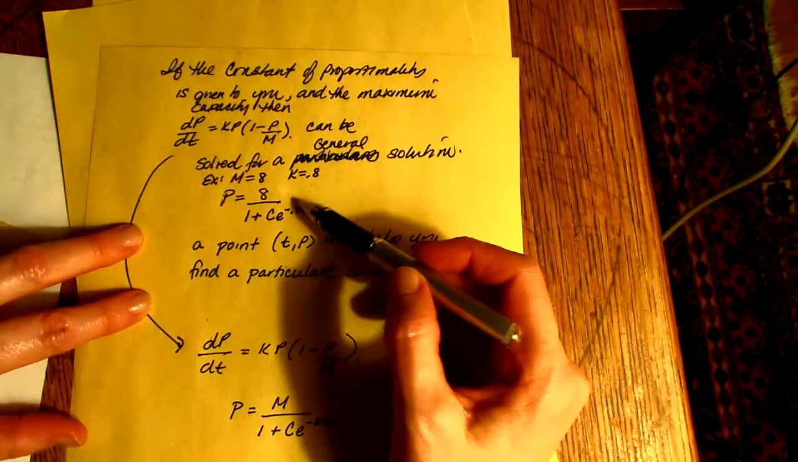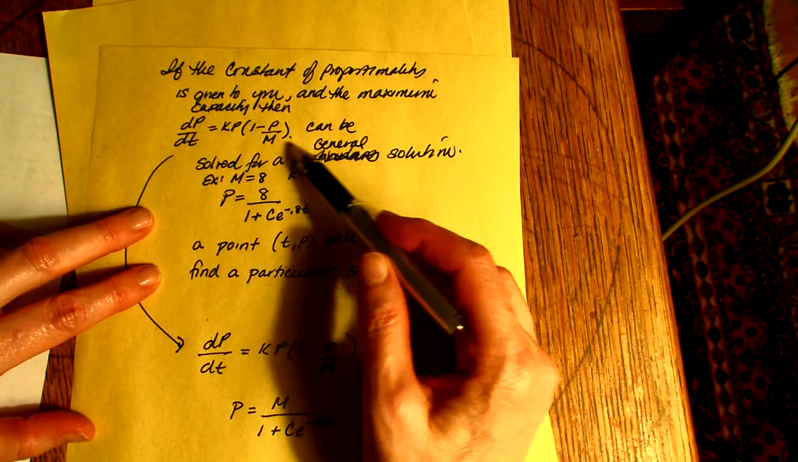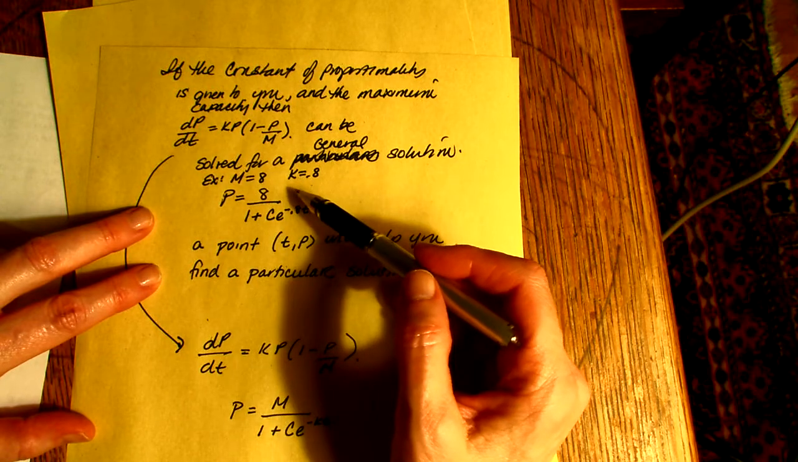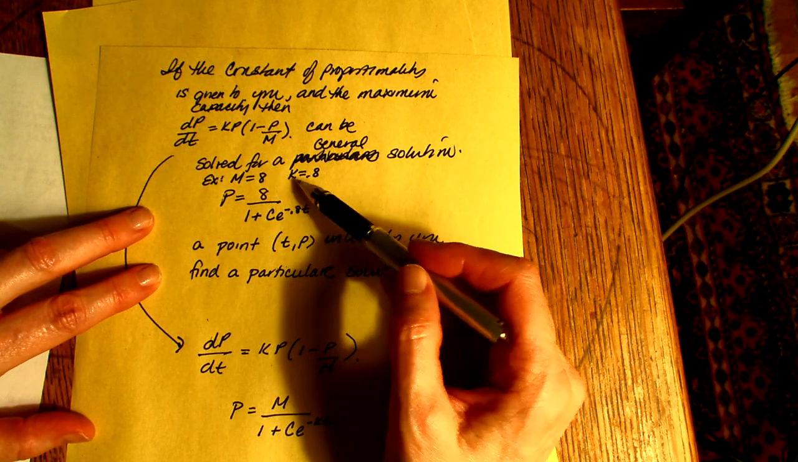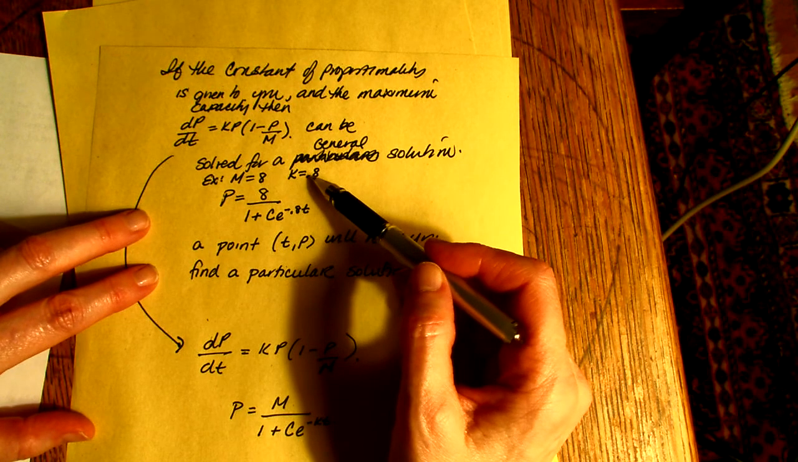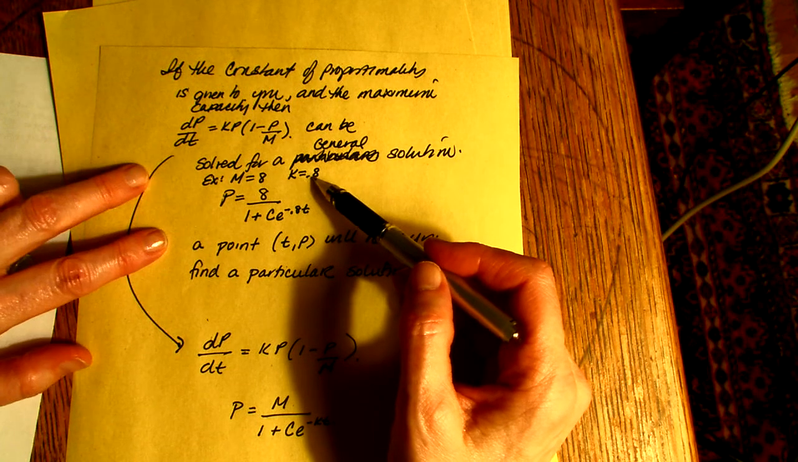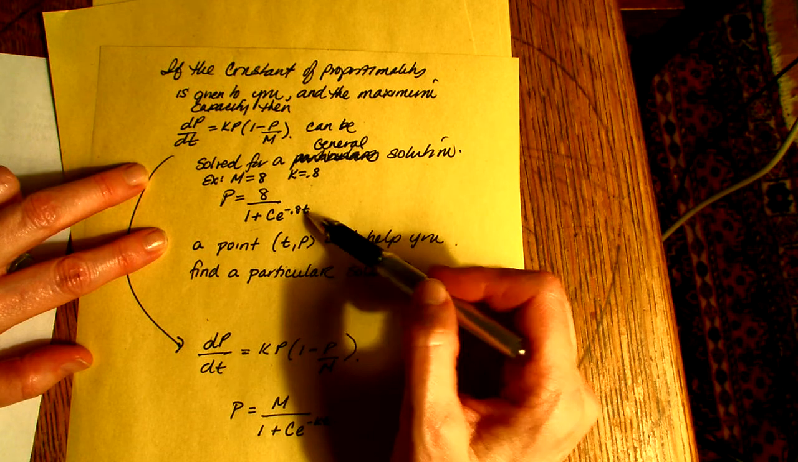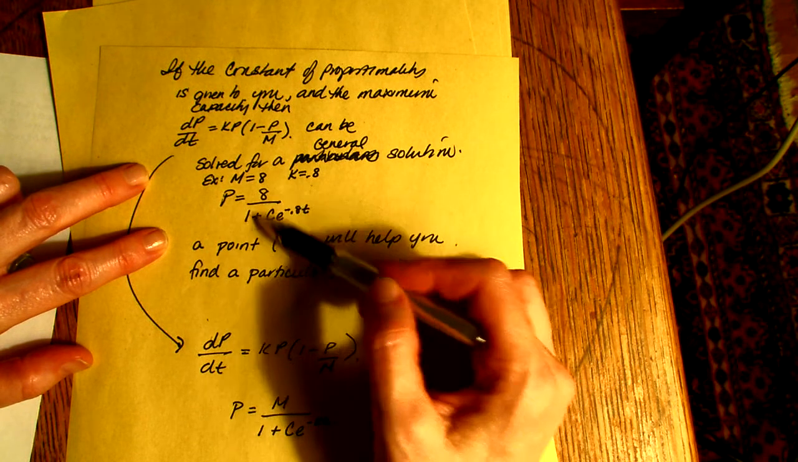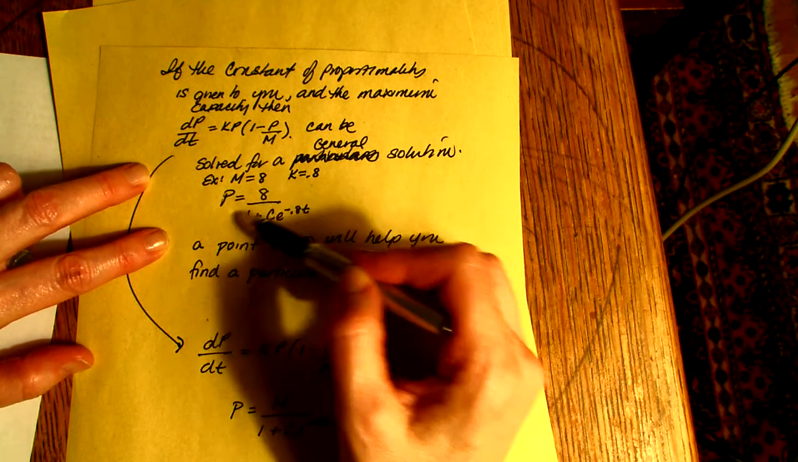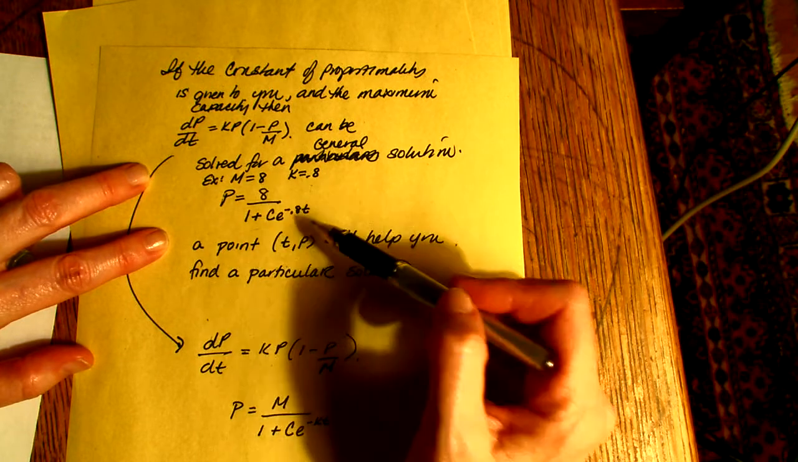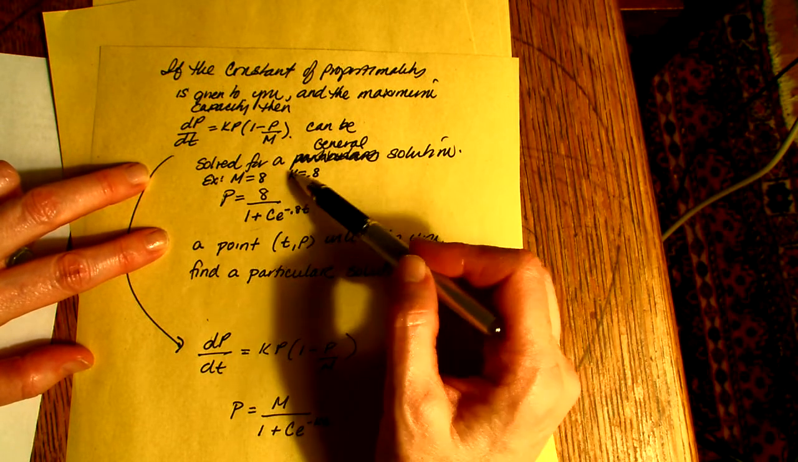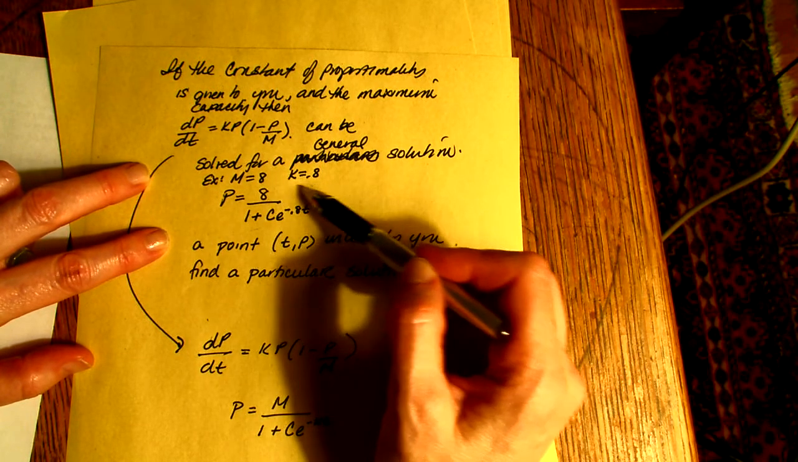Here's a general solution for the previous situation, given that k, the proportionality constant, is equal to 0.8. And then if you knew a particular moment in time what the population was, you could actually find a particular solution. So this is a general solution, and you can always then find a particular solution from that. Often they give you a value for the constant of proportionality.